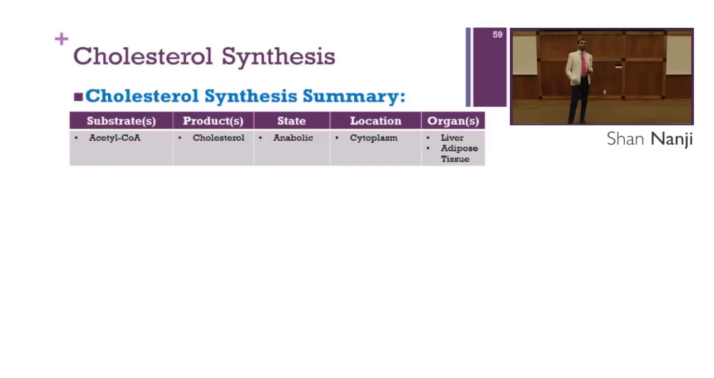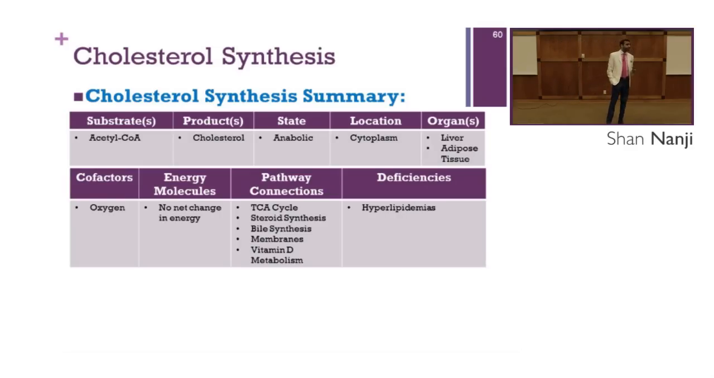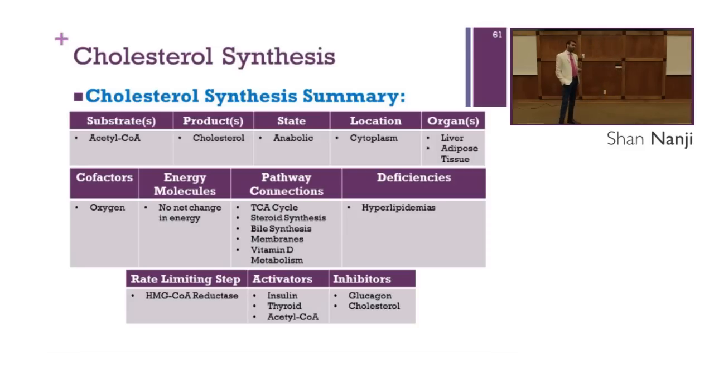The substrate is acetyl-CoA. It produces cholesterol. It happens in the anabolic state, is located in the cytoplasm, and occurs in the liver and adipose tissue. Cofactor here, oxygen. There's no net change in energy. Pathway connection to TCA cycle, steroid synthesis, bile synthesis, membranes, vitamin D metabolism. Deficiencies will lead to hyperlipidemia, and we talked about that. The rate-limiting step was HMG-CoA reductase. We said it's activated by insulin, thyroid, and acetyl-CoA, and inhibited by glucagon and cholesterol.